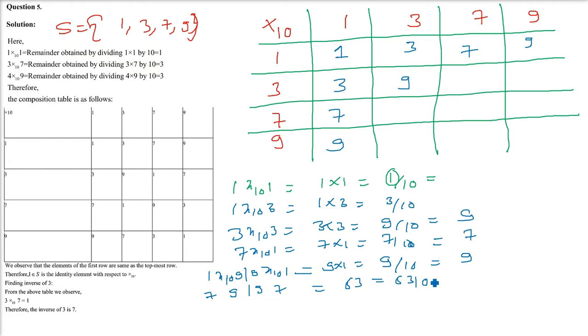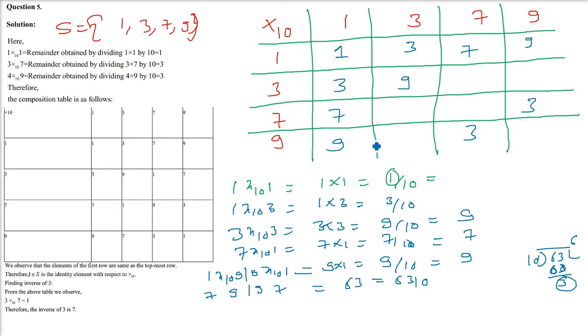Because of the multiple of 10, the value which is remaining is the remainder, which is the modulo. Let me show you here: 10 and 63. 10 6s are 60, so you get 3 as the remainder. So wherever you get the 7 and 9 intersection, row and column, or 9 and 7, just replace it by 3.